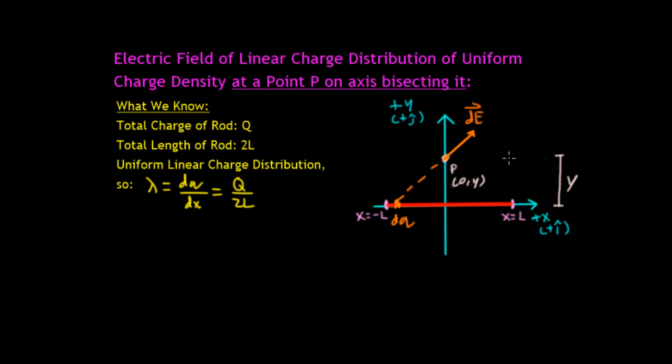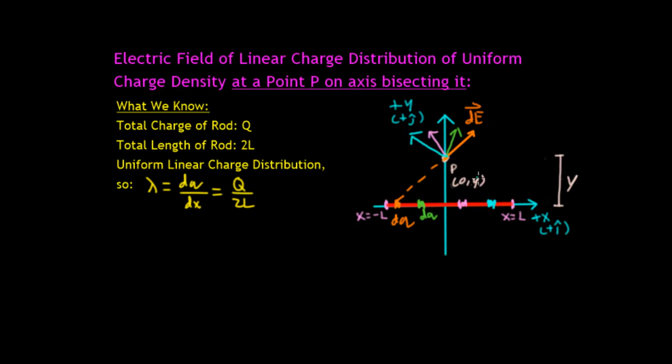Then we want to imagine picking other dq's as well. Technically we want to imagine all the dq's, but let's just pick a few. If we pick another dq here, then we get a dE that looks something like this. And if we pick another dq right here, then we get a dE that looks like this: an infinitesimal electric field vector due to that infinitesimal portion of charge dq. Then if we pick another one over here, the counterpart of this dq, we get something that looks like this.